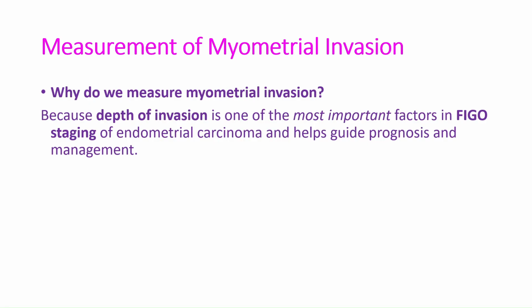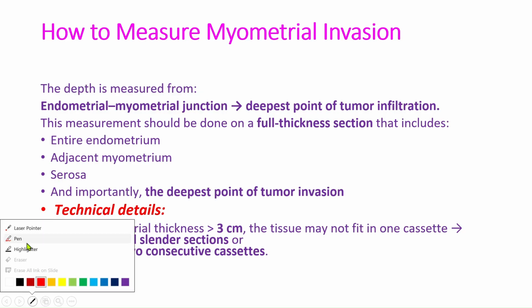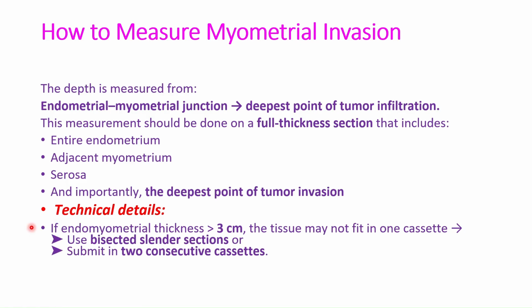So, why do we measure myometrial invasion? As we have discussed, because the depth of invasion is one of the most important factors in FIGO staging. So, it is helpful for prognosis and management. Now, how to measure myometrial invasion? For myometrial invasion, we require a hysterectomy specimen. It is not possible on a biopsy specimen.